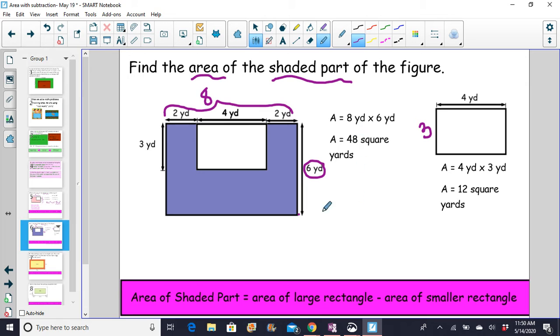I'm going to take my larger area from my larger rectangle, which is 48 square yards, minus my smaller area from my smaller rectangle. That chunk taken out is going to be 12 yards squared. So 48 minus 12 is going to give us the area of the shaded part, that revealed shaded part, that kind of pathway around the outside of the figure. So 48 minus 12 is going to be 36 square yards.